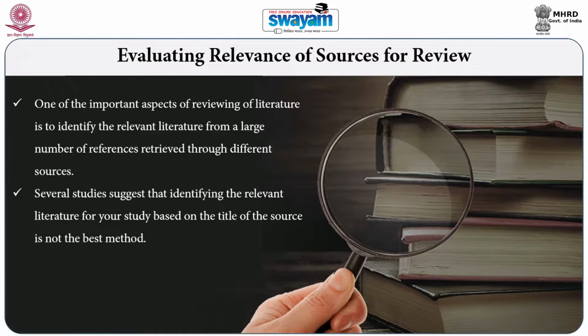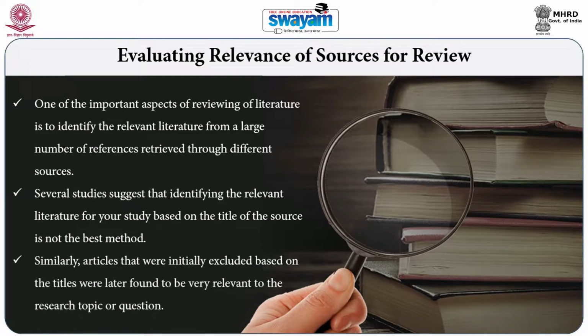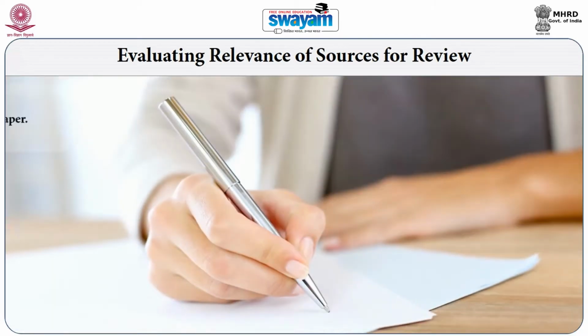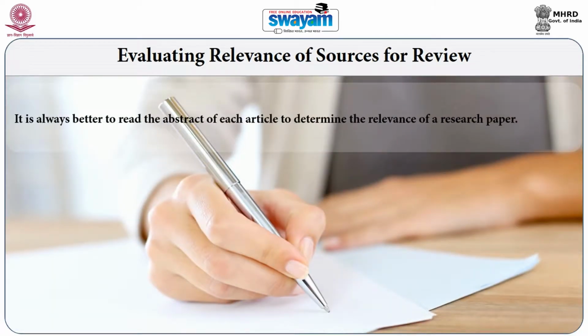Also, many studies suggest that sometimes, based on the title, we consider a paper a useful source for your review of literature, but after going through the detailed text, it is found to be irrelevant for that specific research topic. Similarly, articles that are sometimes excluded while filtering based on different criteria are also found to be relevant when we go through the full text of that paper. So it's always better to read the abstract of every article that you are going to review, so that you can at least identify some kind of relevance of that specific research paper.